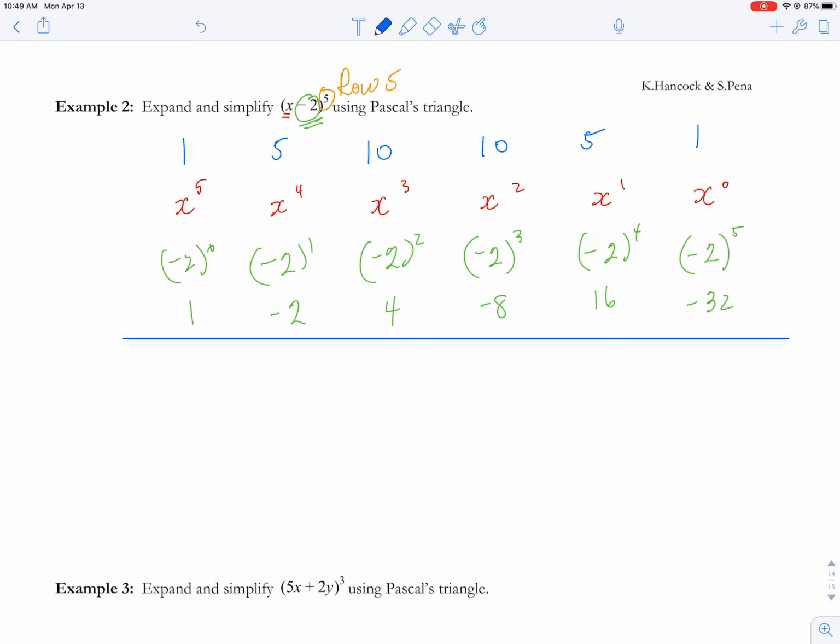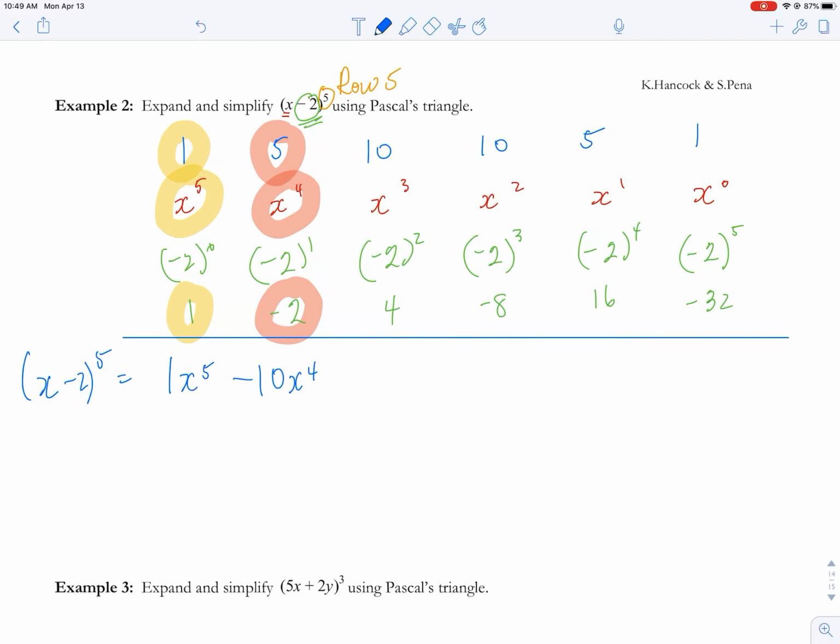Same as what we did last time, we're going to multiply down. So x minus 2 to the 5 is equal to 1 times x to the 5 times 1. So that just gives me 1x to the 5 plus. I have 5 times minus 2, which is minus 10, so minus 10x to the 4. It's not going to be plus, it's going to be minus 10x to the 4. I'm going to keep going and highlighting these colors. So 10 times 4 is 40, so I'm going to have plus 40x cubed.